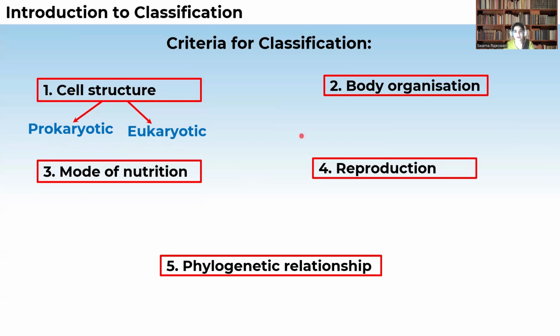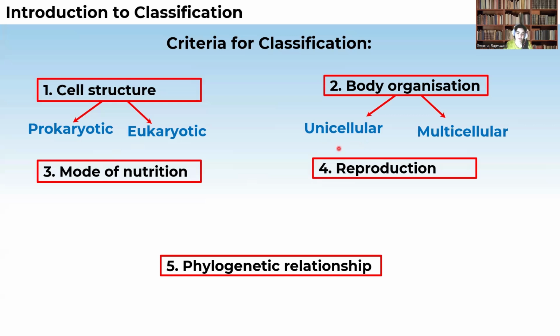Now, coming to the body organization. Based on the body organization also, he has classified the organisms into unicellular organisms and multicellular organisms. Those organisms whose body is made up of a single cell he included in unicellular, whereas those organisms whose body is made up of many cells he included in multicellular organisms.